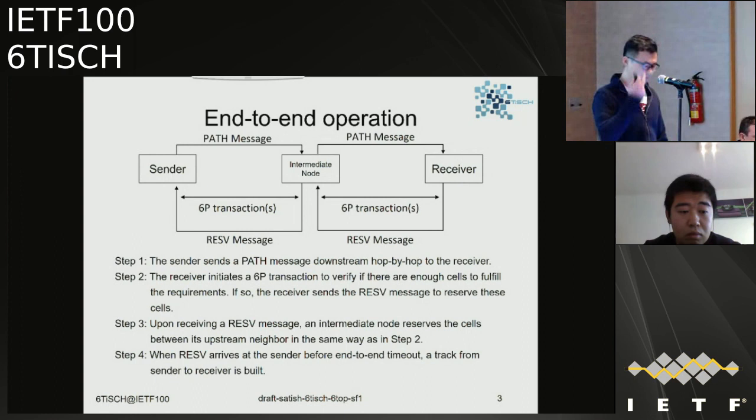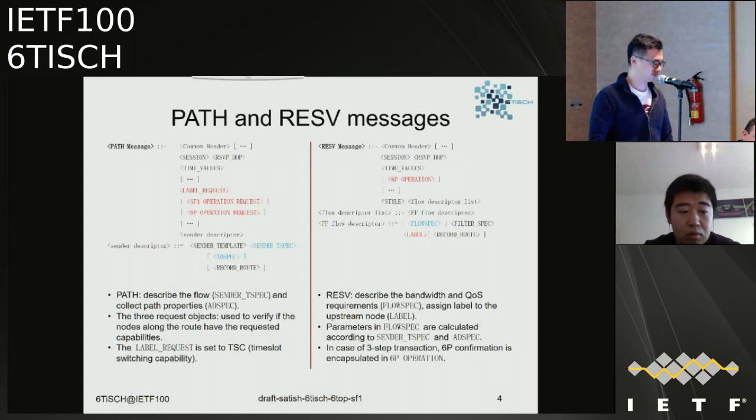And an intermediate node, upon receiving the reservation message, should reserve the cells in one hop in the same way as in step two. And finally, when the reservation message arrives at the sender, before the end-to-end timeout, a track from the sender to the receiver is built successfully. The PATH and the RESV messages are defined in RSVP. We have done minor extensions to these message formats. And the PATH message includes the sender TSPEC object to describe the flow and the ADSPEC object to collect the path properties.